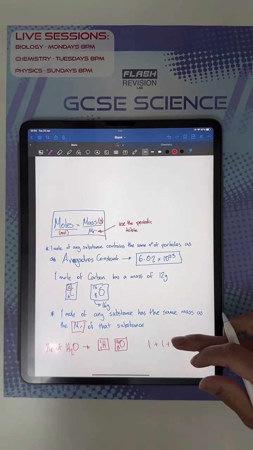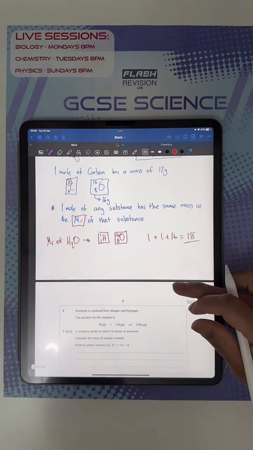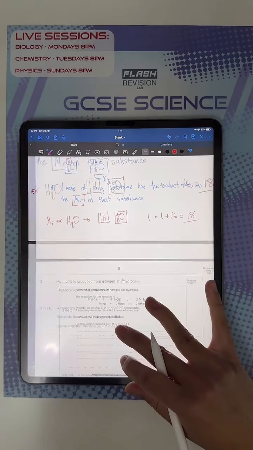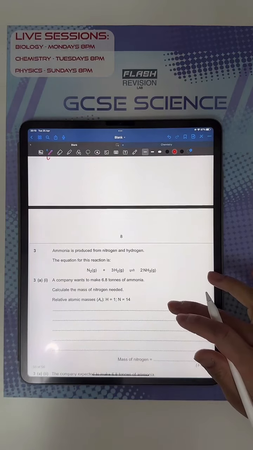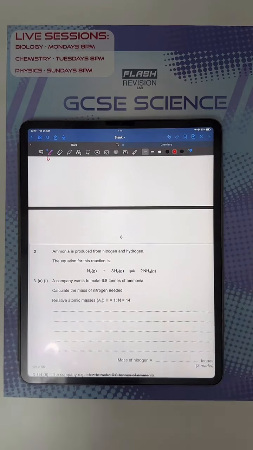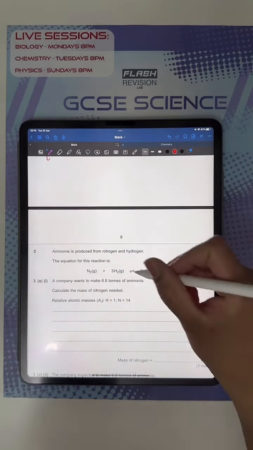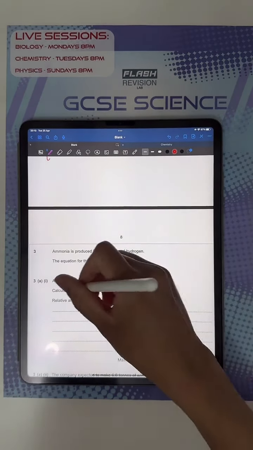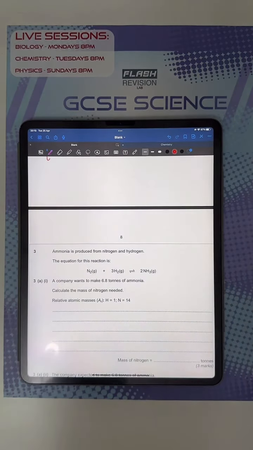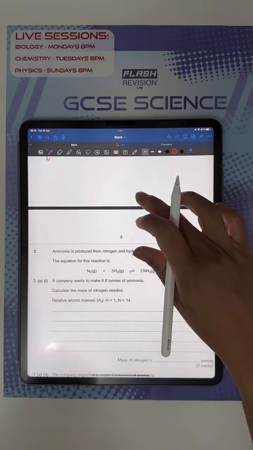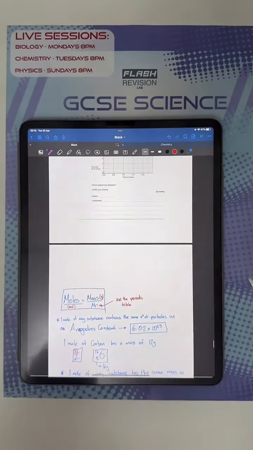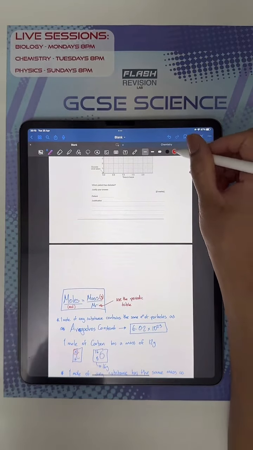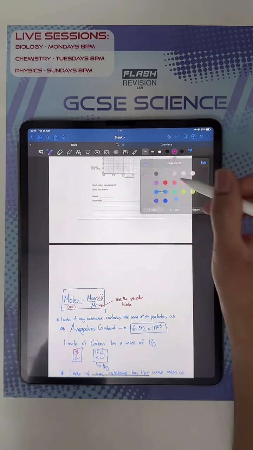So let's get into the questions. Right, let's look at this. So ammonia is produced from nitrogen and hydrogen. The equation for this is N2 + 3H2 → 2NH3. A company wants to make this much ammonia. Calculate the mass of nitrogen needed. Okay, so I am going to add to this actually. So this is a mole calculation. So this is what we're going to do. We're going to see quite a few questions like this.